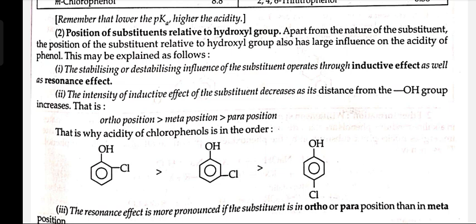The stabilizing or destabilizing influence of the substituents operates through the inductive effect as well as the resonance effect. The intensity of the inductive effect of the substituent decreases as the distance from the OH group increases: ortho, then meta, then para. This is why the acidity of chlorophenols.